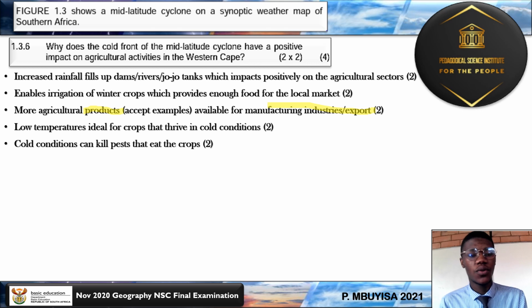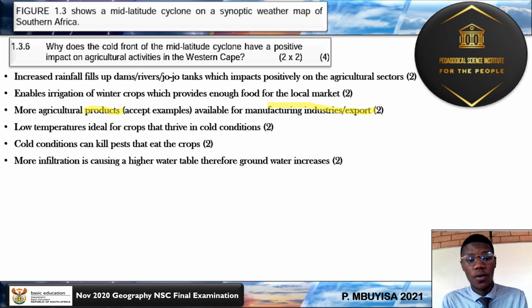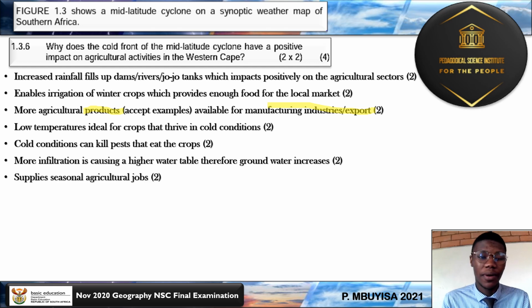So let's just continue. We said that cold conditions can kill pests that can eat crops. So when it is very cold, it's going to kill some of the pests that may impact negatively on some crops that we are planting. There will be more infiltration, which causes more water to be available in the water table, or rather more groundwater, which is very good for some of the farms that depend on groundwater for the irrigation of plants.